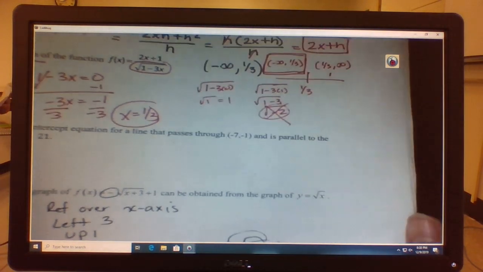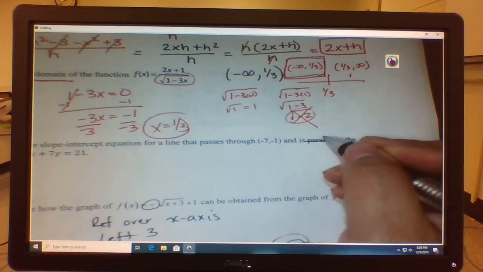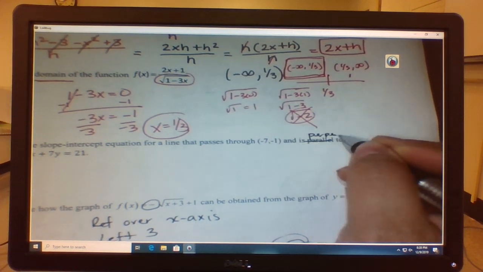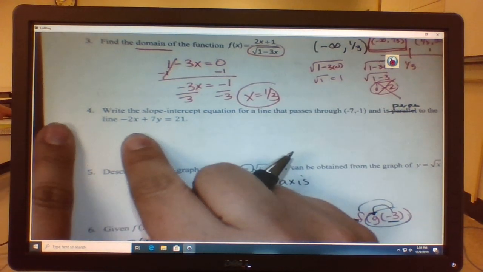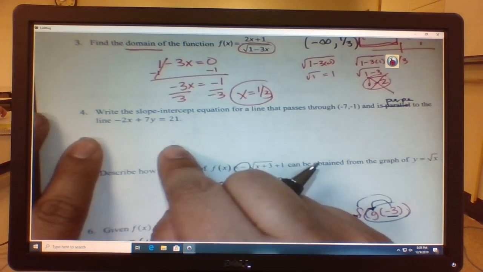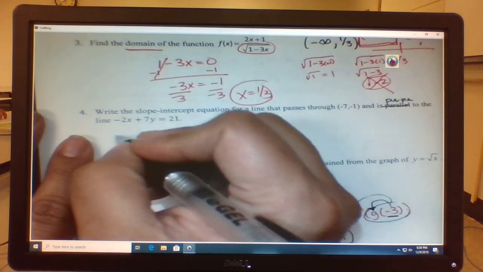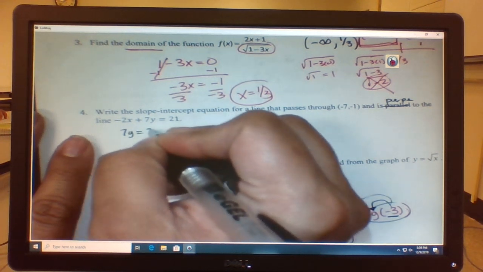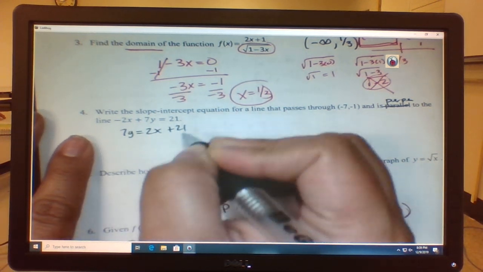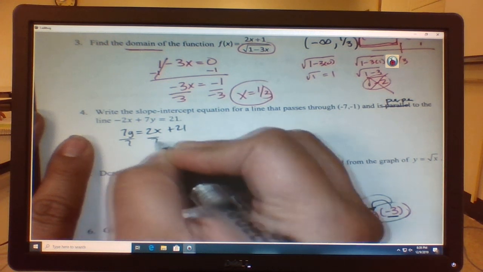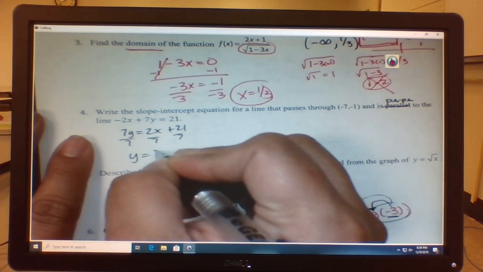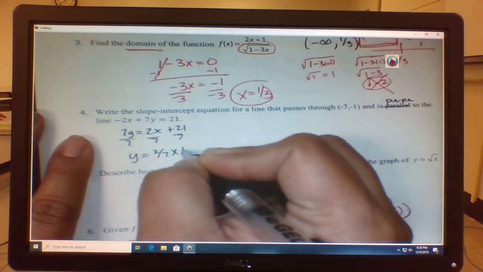Number 4, you were supposed to change parallel to perpendicular. Why do they even give us this? This is going to help us find the what? The slope, right? So 7y equals 2x plus 21. Divide by 7. I have y is 2/7 x plus 3.